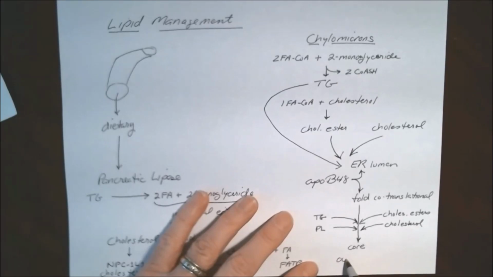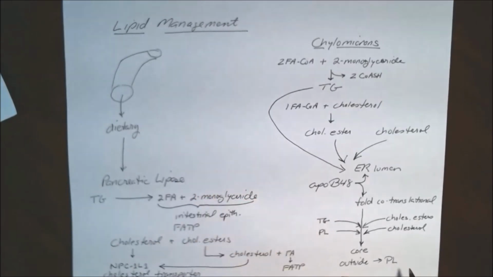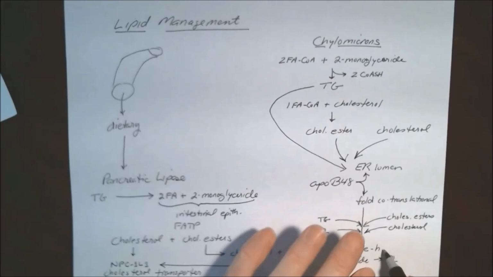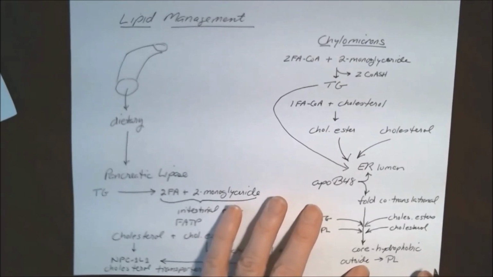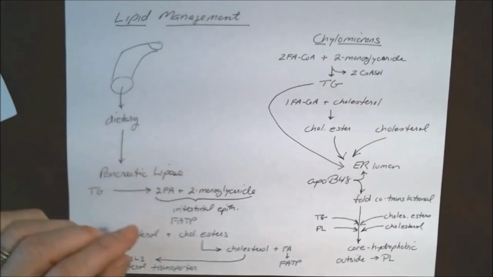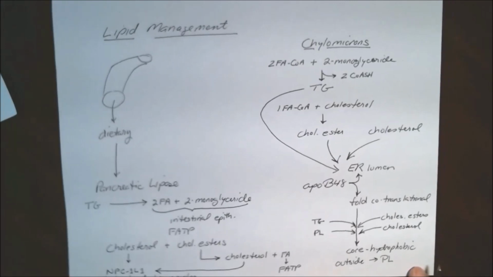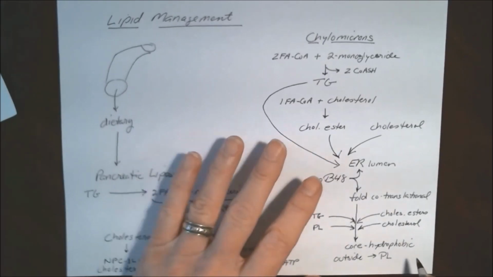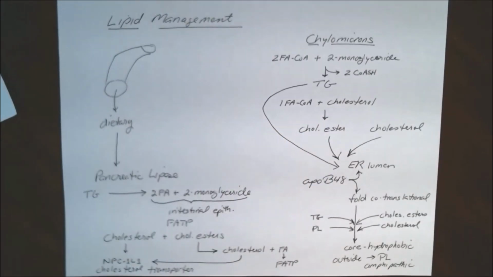On the outside will be primarily phospholipids. The reason for this is because the core, which is going to be hydrophobic, is going to sequester these hydrophobic fats such as triglyceride and hydrophobic cholesterol and cholesterol esters from the aqueous environment of the blood. The phospholipids, on the other hand, are amphipathic, which means they have both hydrophilic and hydrophobic characteristics.